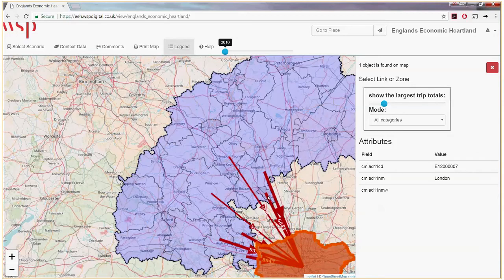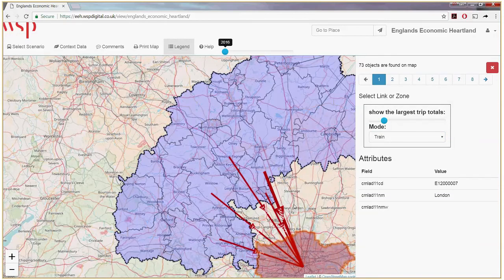So the biggest single contributor here, nearly 10,000 people, are going from that sort of Wickham district there into London by all modes. If we have a look at rail on its own, then the biggest single contributor is Central Bedfordshire, with over 5,500 rail commuters going in there.